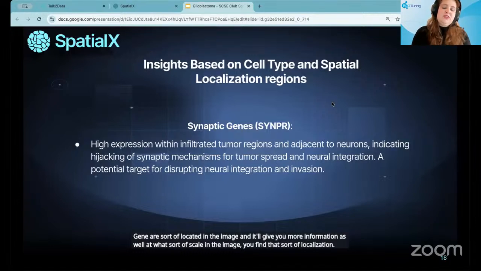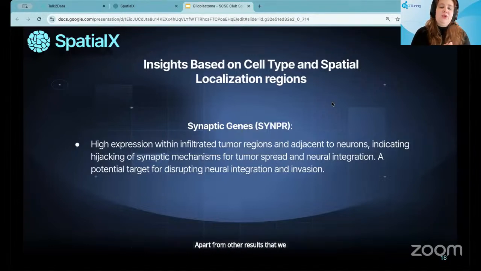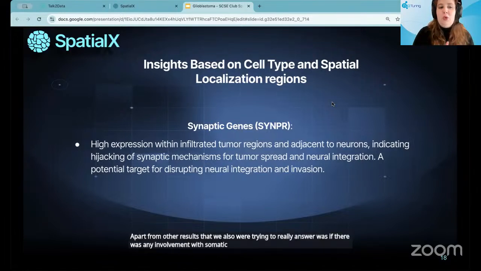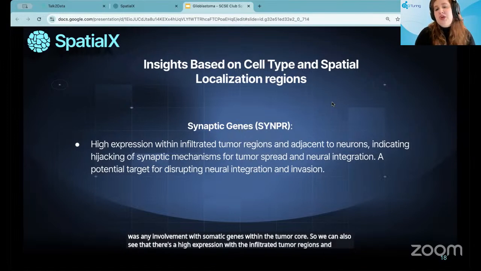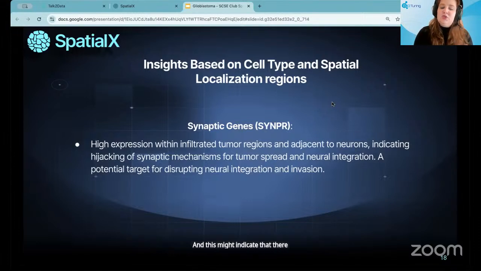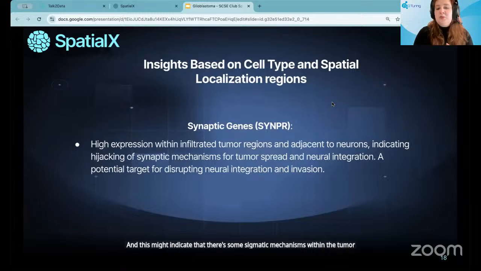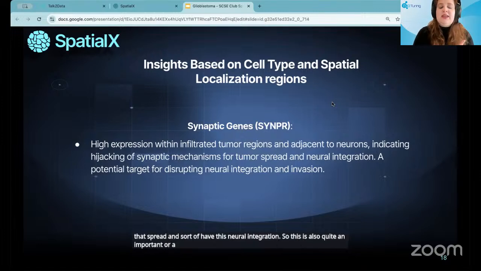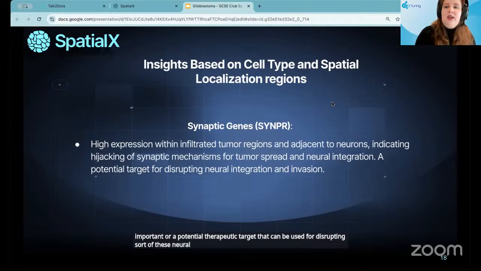Apart from other results, one thing we were trying to answer was whether there was any involvement of somatic genes within the tumor core. We can see there's high expression in the infiltrated tumor regions adjacent to the neurons. This might indicate that there are somatic mechanisms within the tumor that spread and create this neural integration. So this is also an important potential therapeutic target for disrupting this neural integration and invasion in the tumor core.